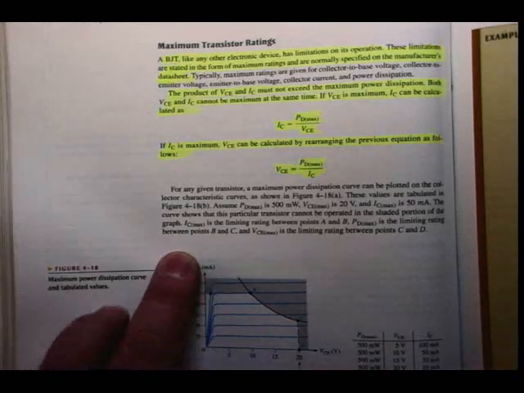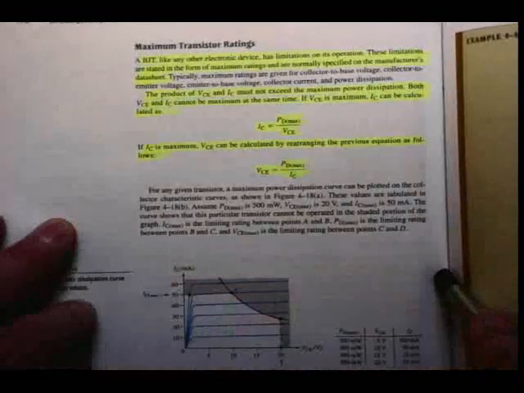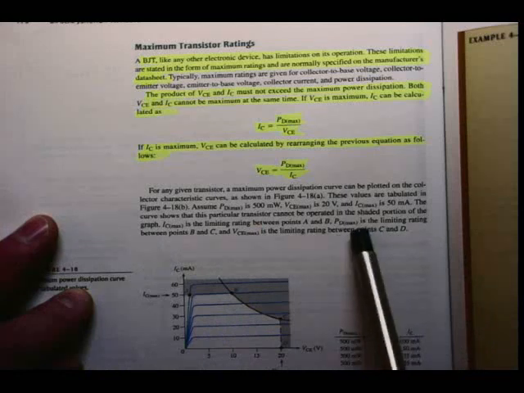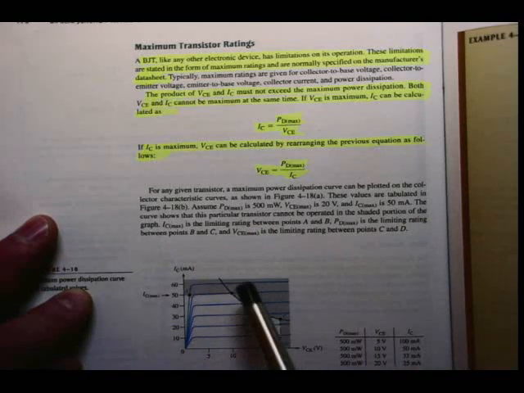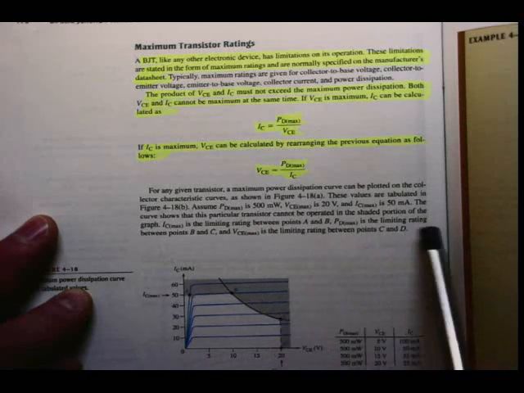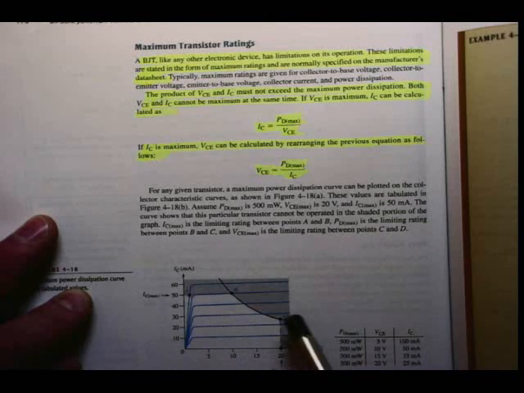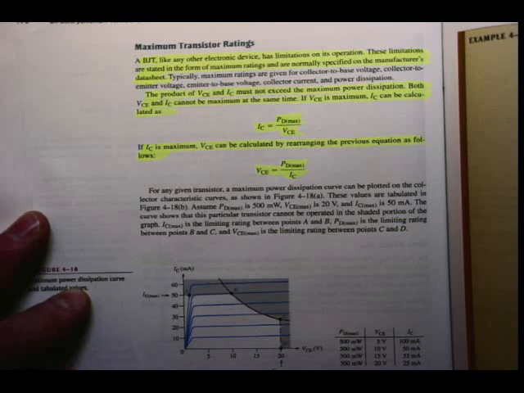IC max is the limiting rating between points A and B, and PD max is the limiting rating on the graph there, and then lastly VCE max is the limiting rating between points C and D. Okay, so in the shaded areas it should not be operated.